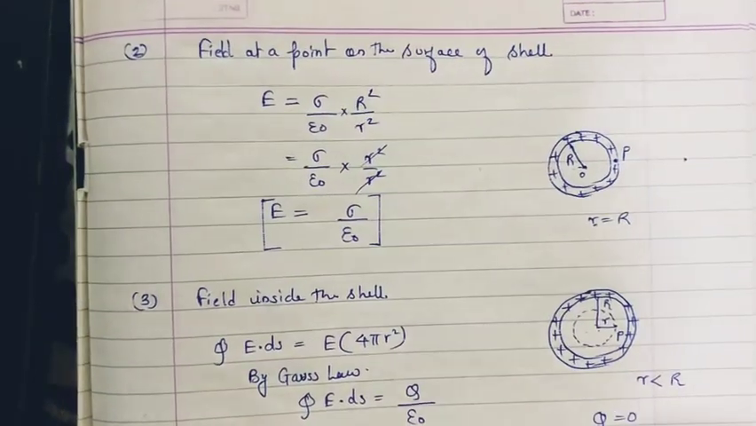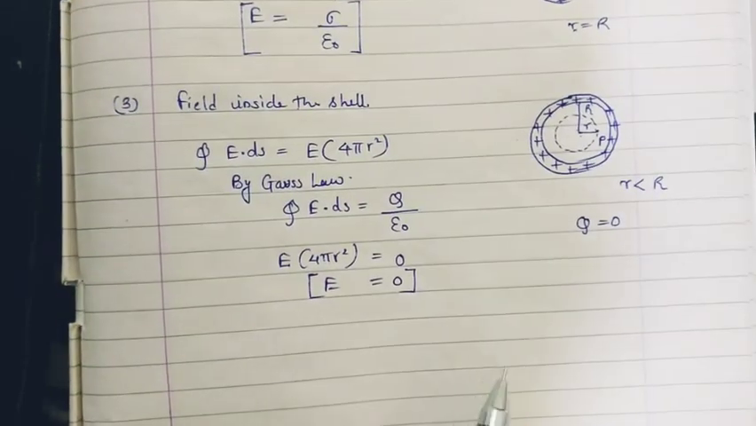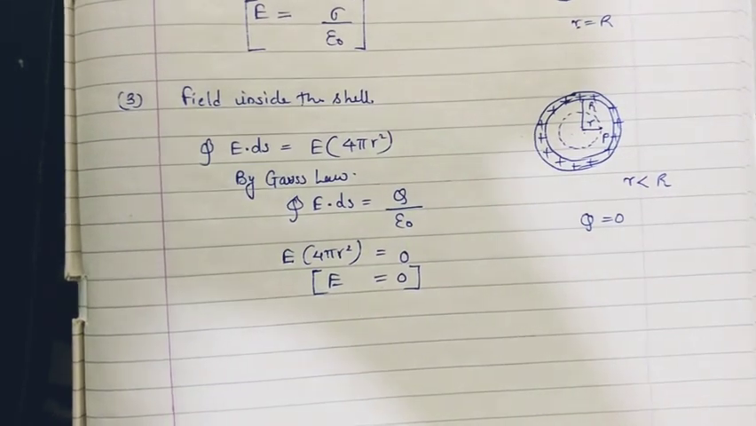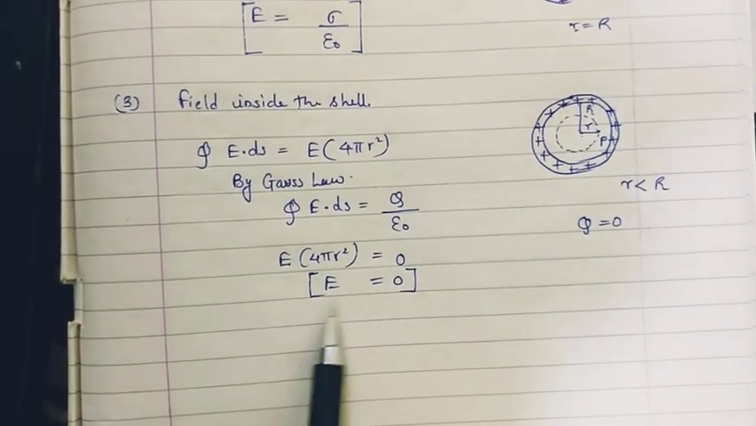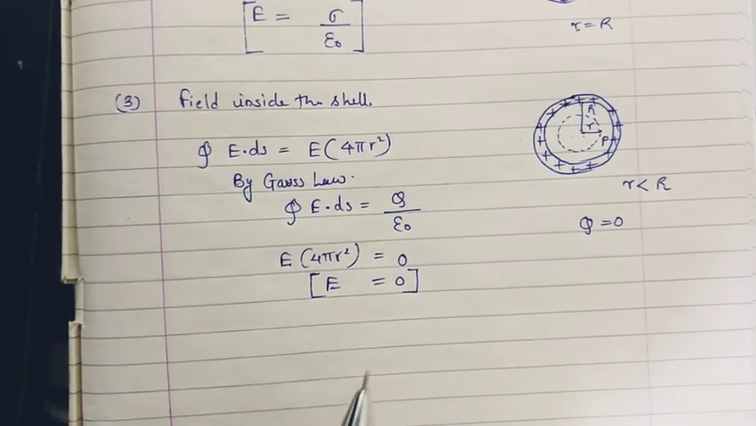Okay, for a point on the surface of the shell, we got an electric field formula as sigma upon epsilon naught, and for inside the shell, electric field is always 0. So now this property, that is electric field inside any conductor is 0, okay, inside the shell vanishes.